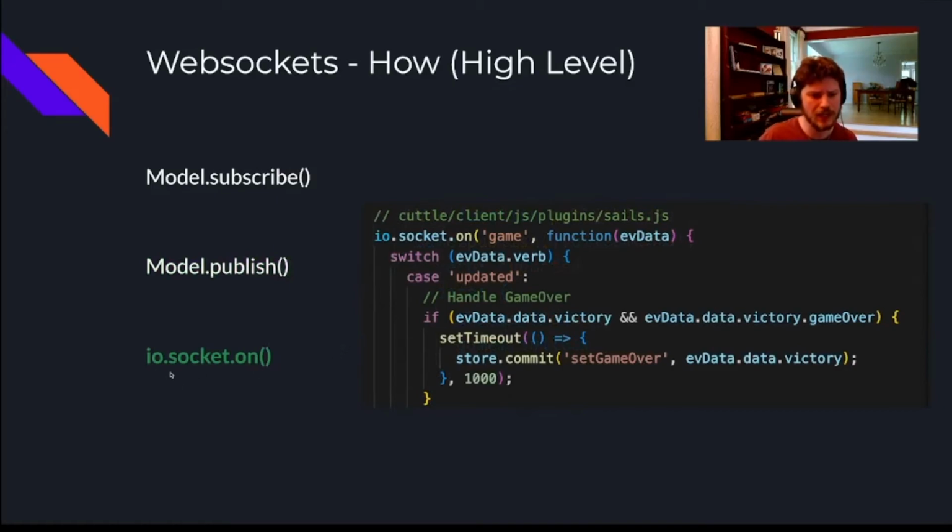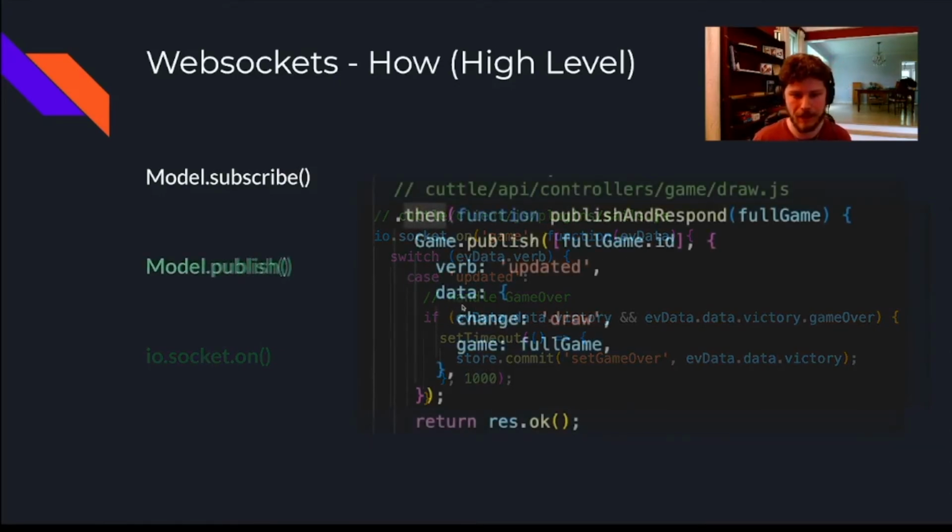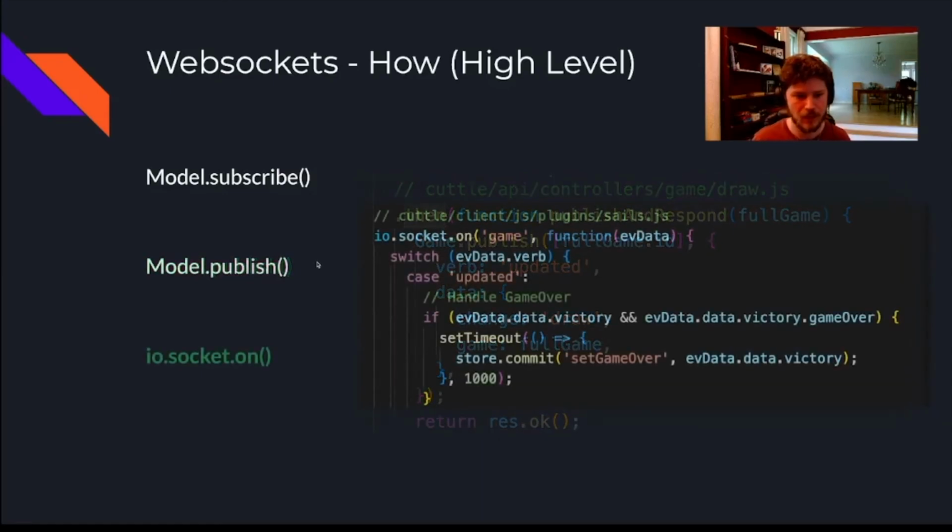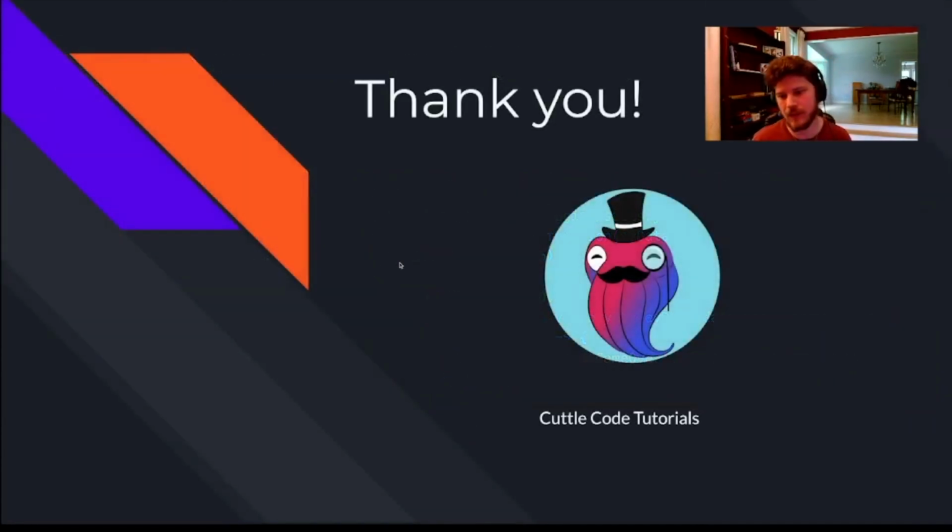So then on the client side, we can use the same io.socket.on method, which allows us to handle, in this case, a game event that comes through the socket. And when that happens, we have this event data object, which has the same shape as the payload that we saw from the publish method here. So that is the fundamentals of WebSockets and how you can work with them using sails.js in the Cuttle ecosystem as an example.